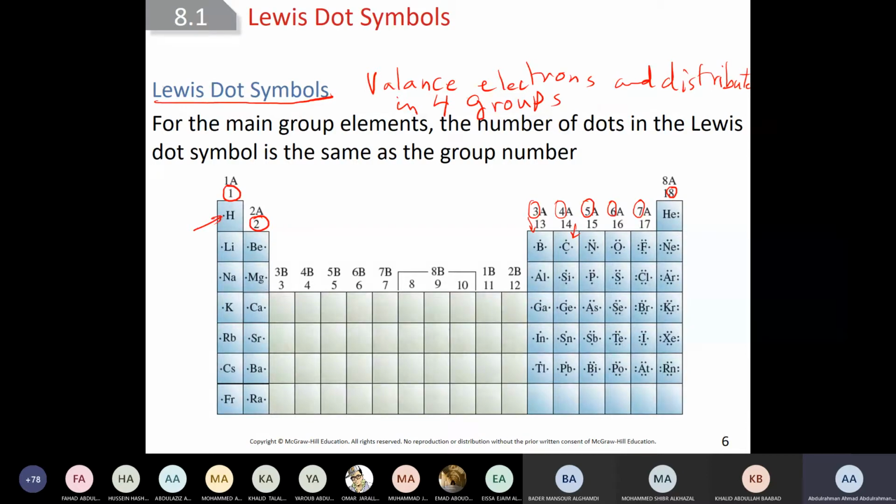And this one is how many? In this element, for example, how many valence electrons? Two. Look how Lewis does it. This is the structure of Lewis. He put the two electrons like this. Okay. When you go to, for example, indium, what's the valence of indium? Three. Look at how the Lewis dot symbol is done.